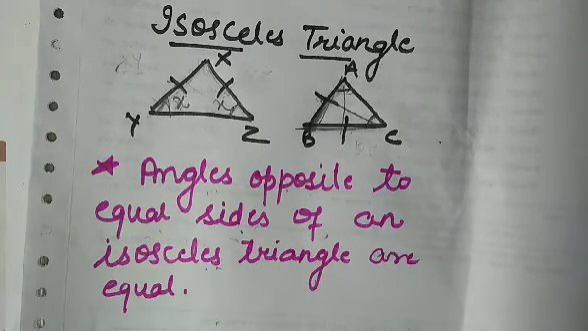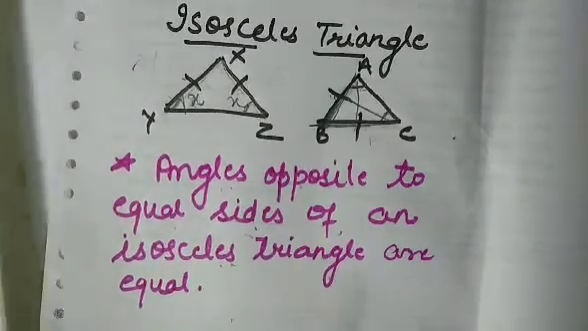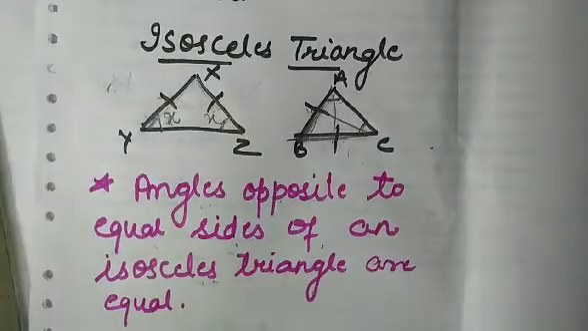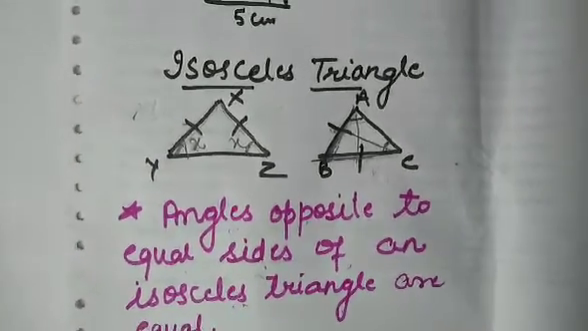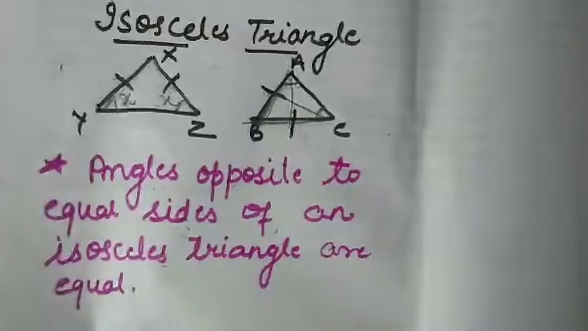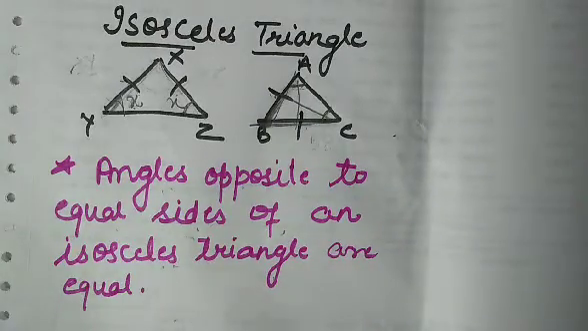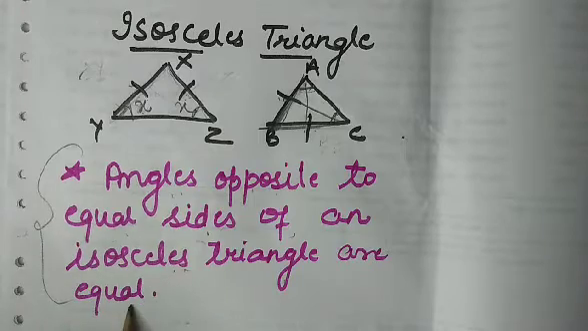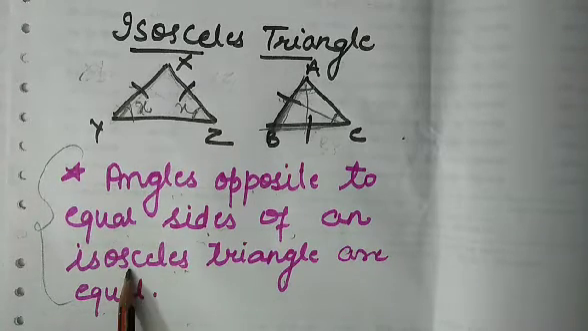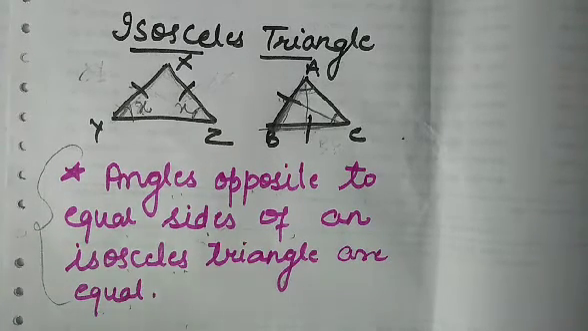Now based on this property, we have given questions in Try These. We have no question related to this concept in the exercise, but we have given questions in Try These. So let us understand them. You have to learn this property, angles opposite to equal sides of an isosceles triangle are equal, and you have to mention it wherever you are using it.